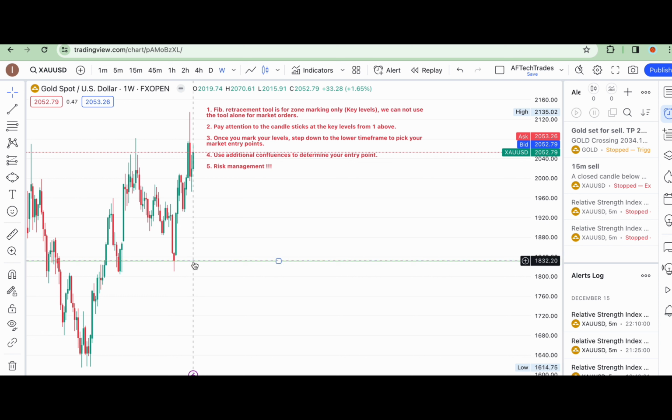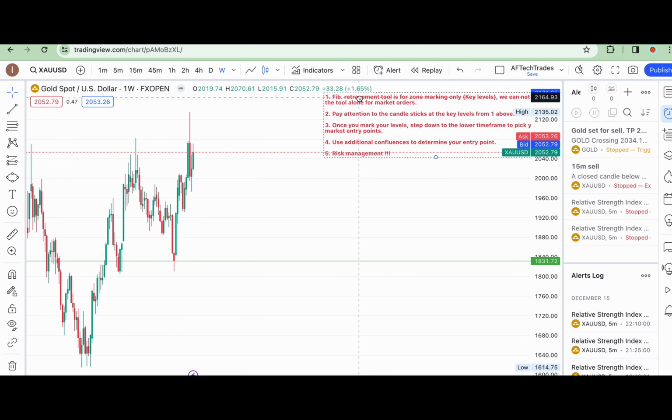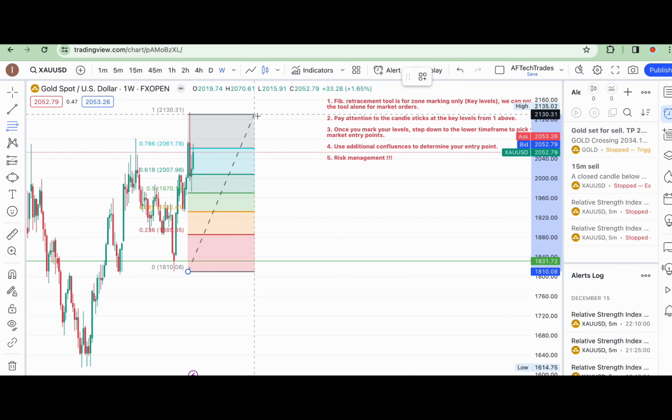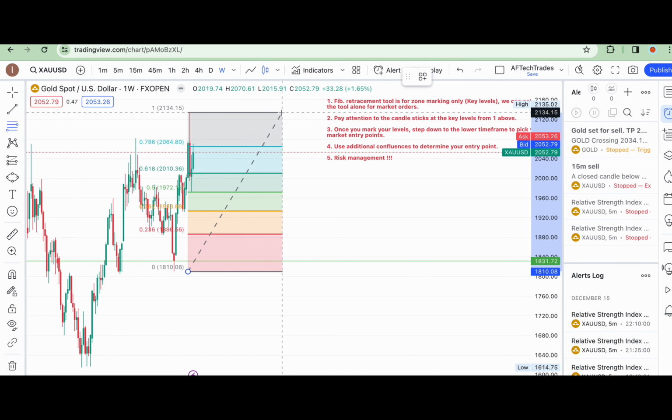So this is the run. From here to here is the run. Let me shift this guide to the right. So we had a Fibonacci retracement, yes, which is this. Take it from this point to this high point. Okay.